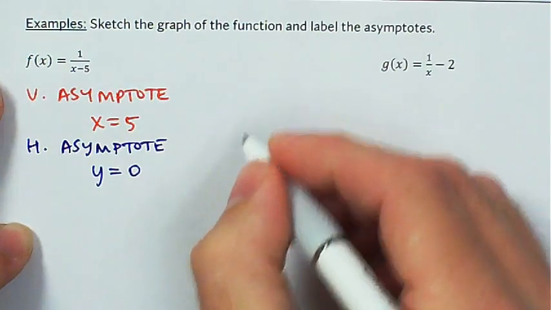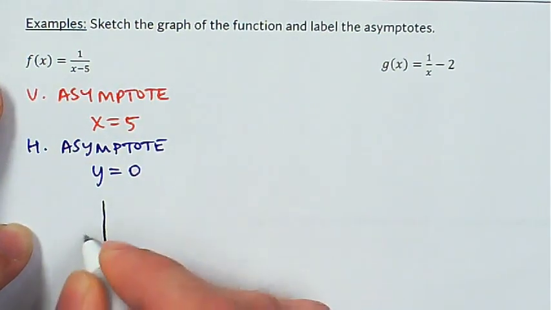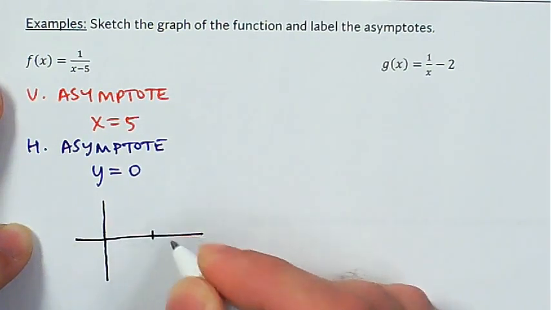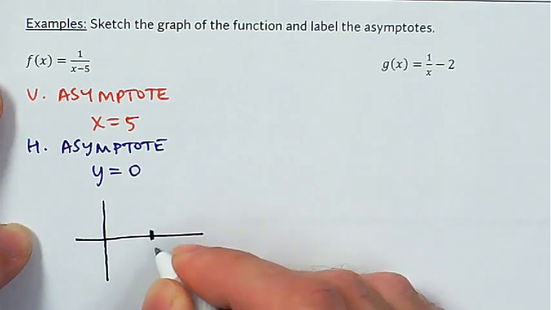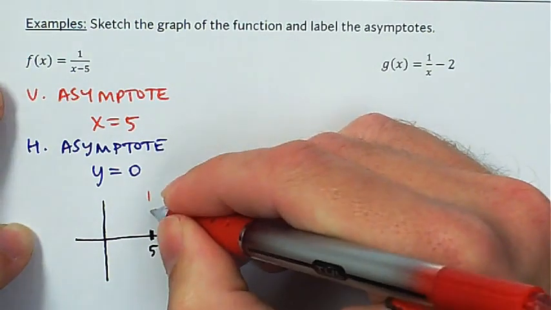And then when I sketch the graph, I'll go down here to do that. Okay, x equals 5. I'm going to really need to favor the x-axis in a positive way. All right, so x equals 5, that's my vertical asymptote.